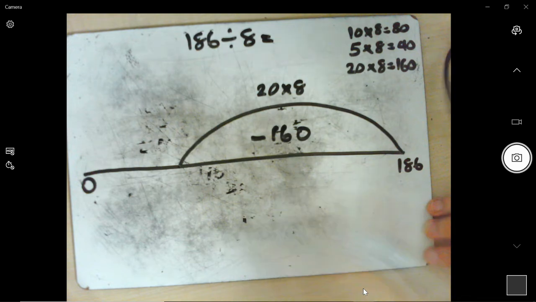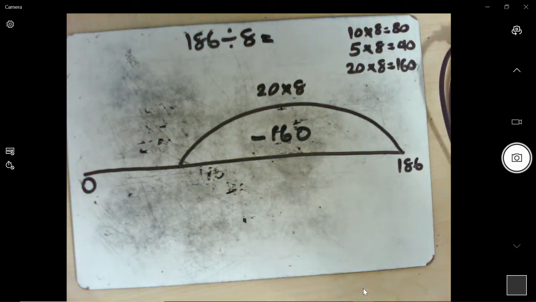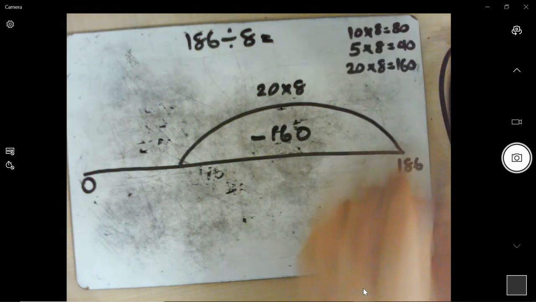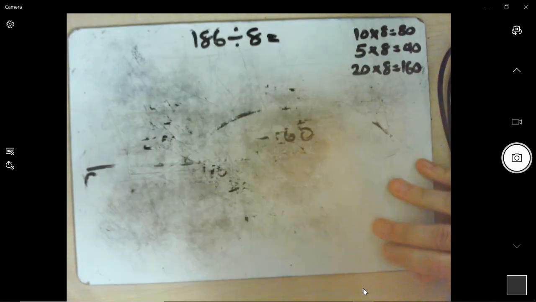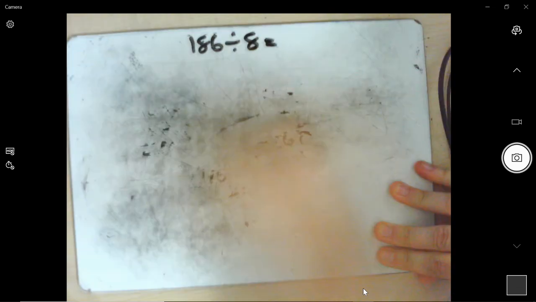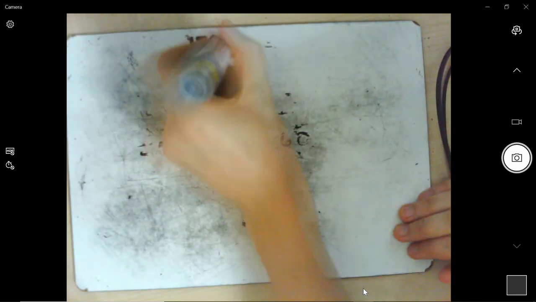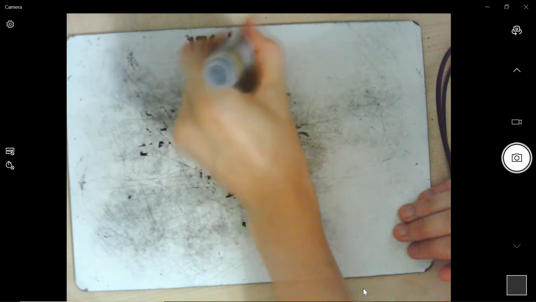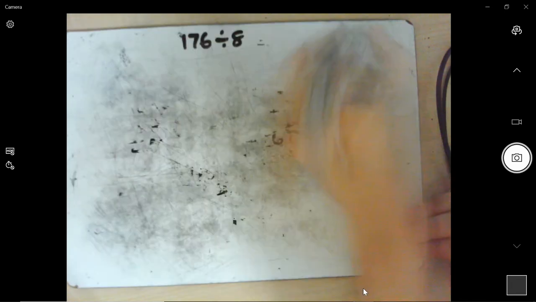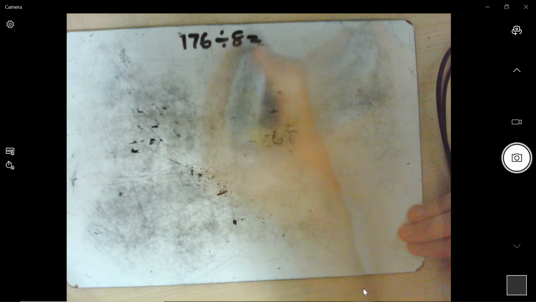Oh no, I've made a mistake. No, ignore that. Ignore everything I just told you. I would have had a remainder in that one. I don't want to do remainders today. Instead, let's do 176 divided by 8. So very quickly, let's do our facts box.